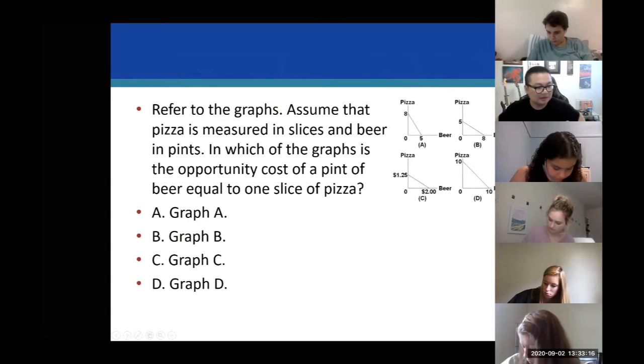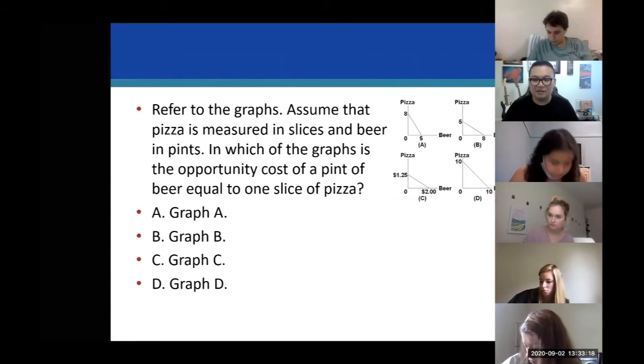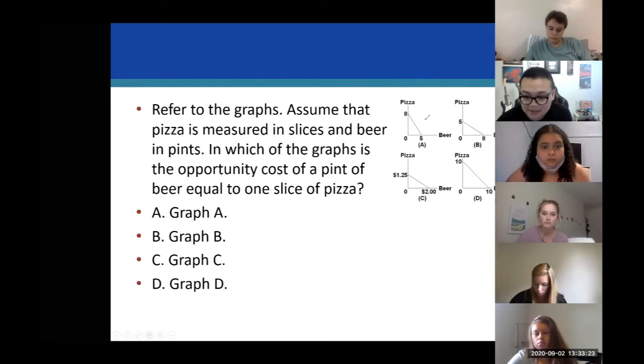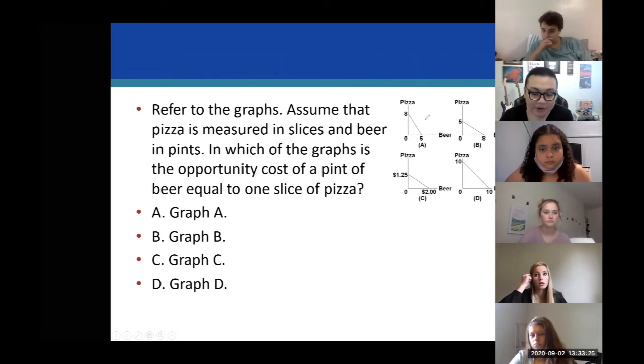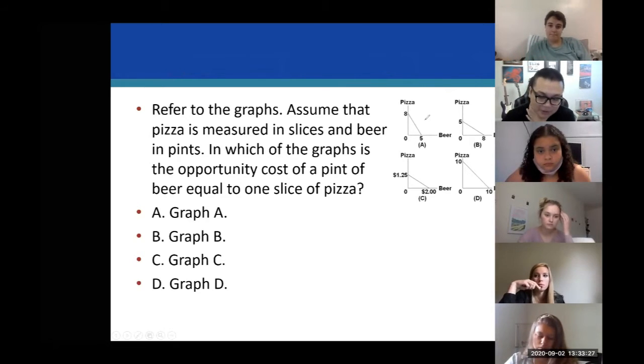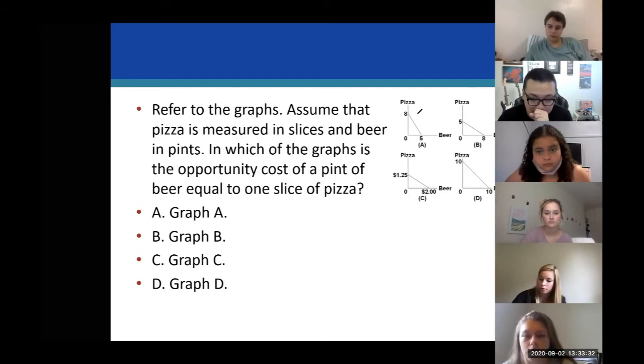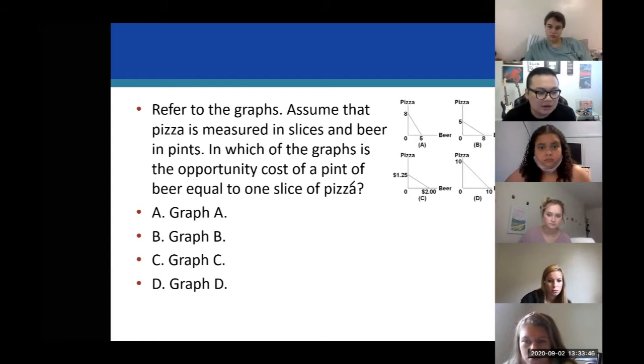So here, this is a little bit hard, as I mentioned. In this class, you don't need to have a very strong mathematical background. The calculation questions will be very easy. However, you do need to know how to read the figures and tables. So you're going to learn how to do these kinds of questions. Look at the graph. Assume that pizza is measured in slices and beer is measured in pints. In which graph is the opportunity cost of beer equal to that of pizza?